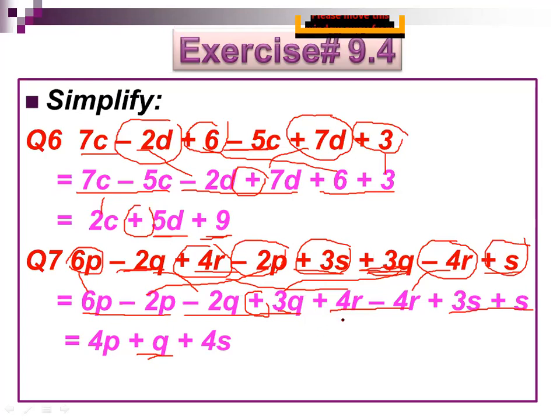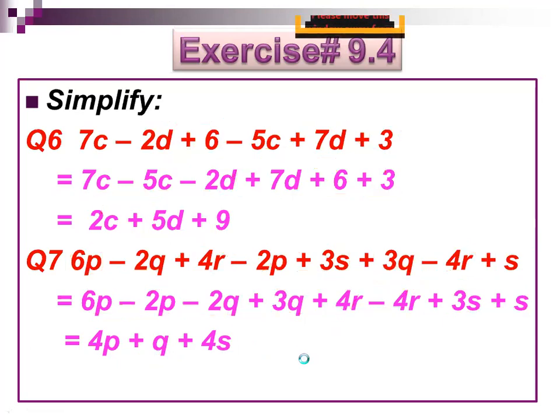So plus q. Then look at this, plus 4r and minus 4r: same variable, same exponent, and same coefficient. So plus minus obviously 0, so 4r will cancel together, and we are not going to write anything here. Then plus 3s and plus s will become plus 4s. So 4p plus q plus 4s is the right answer.